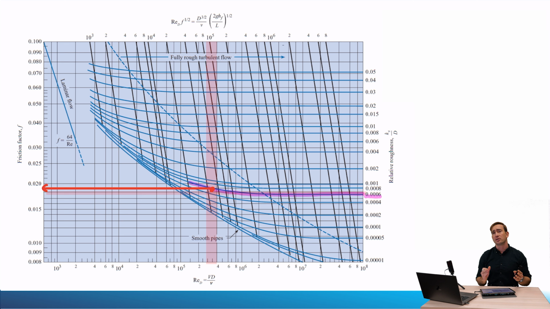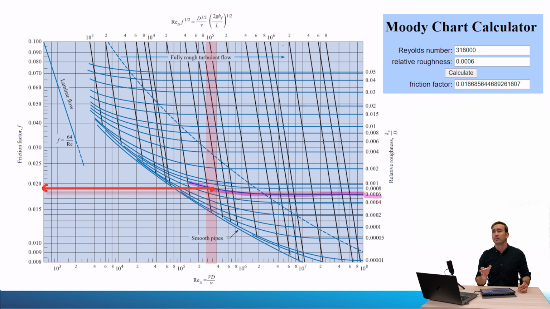So what I actually would do is use a much more precise and sophisticated equation to get the true value of f, which is the equation we showed earlier. Now there are online tools to do this, and you can see that when I plug in my Reynolds number and my relative roughness coefficient, it yields a friction factor of 0.0186. So it's pretty close to that 0.02 value we see on the graph, but a little bit more complicated to get to.